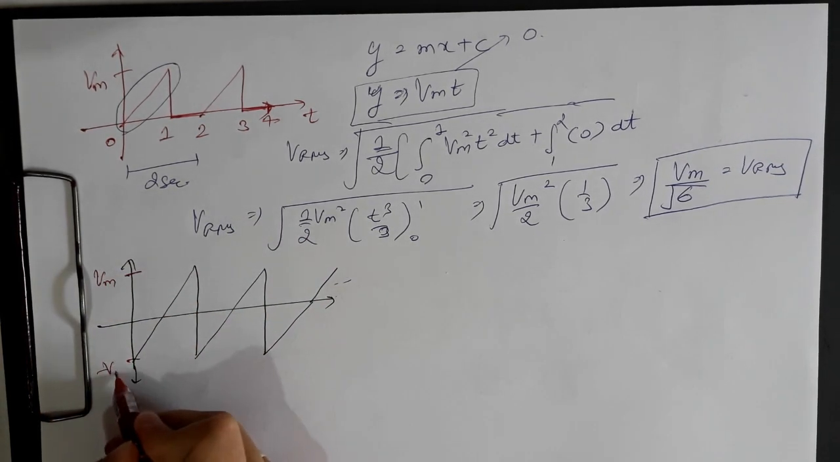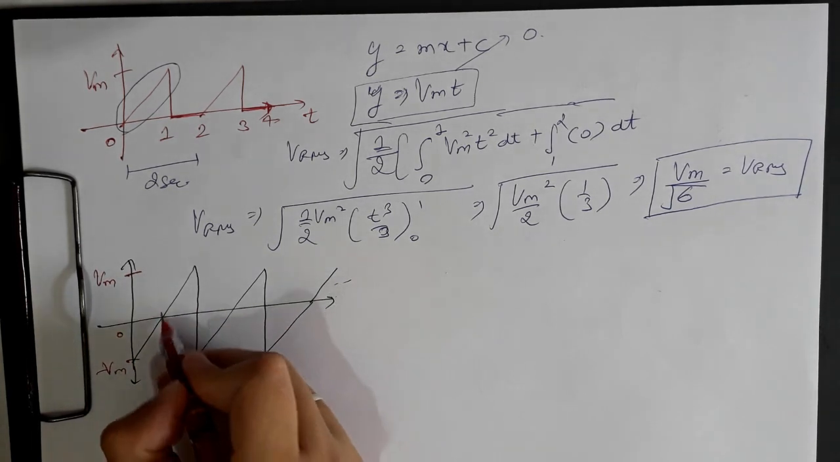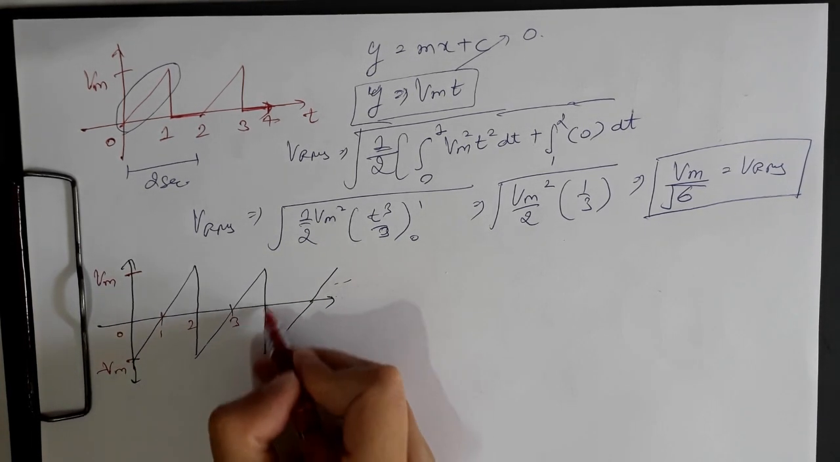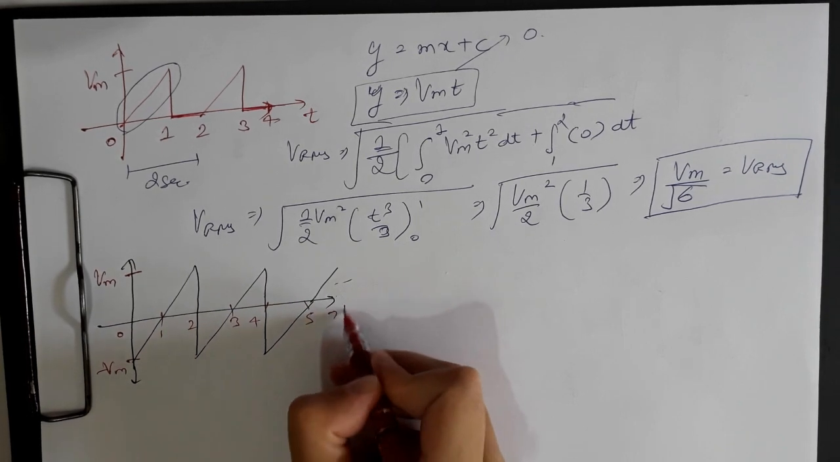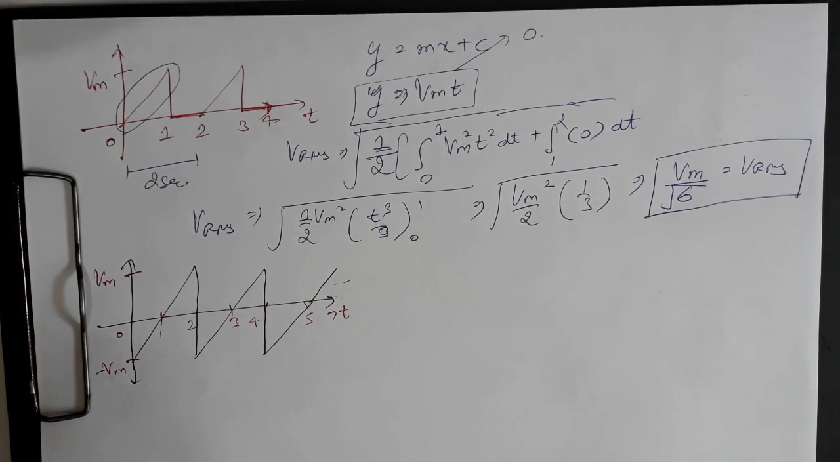This is minus Vm. This is 0. This is 1. This is 2. This is 3. This is 4. This is 5. This is the time period. Here also we have to find out VRMS of this waveform.